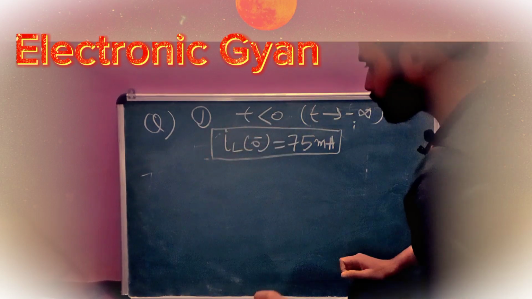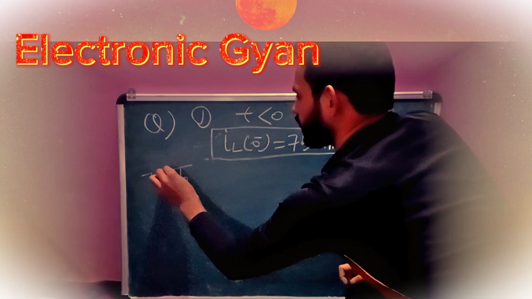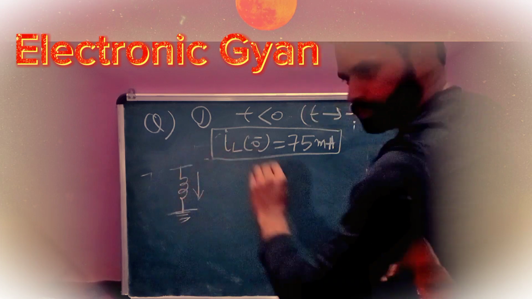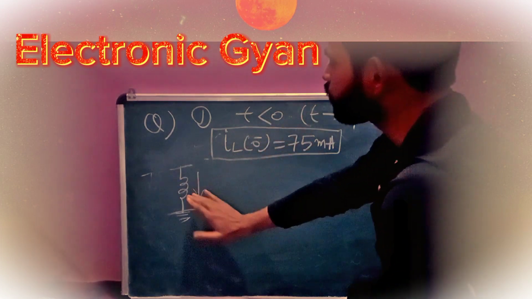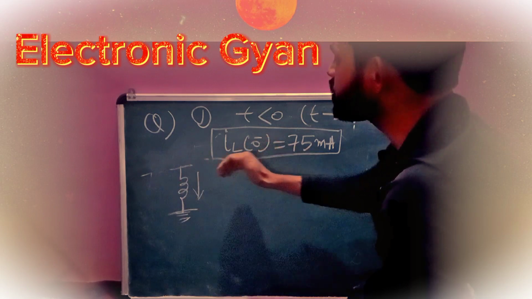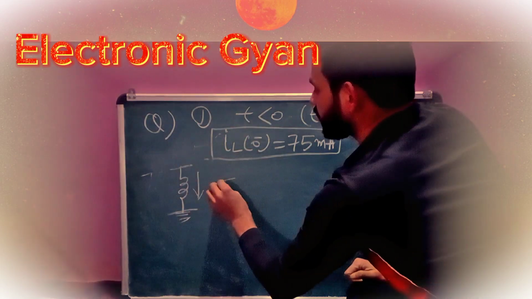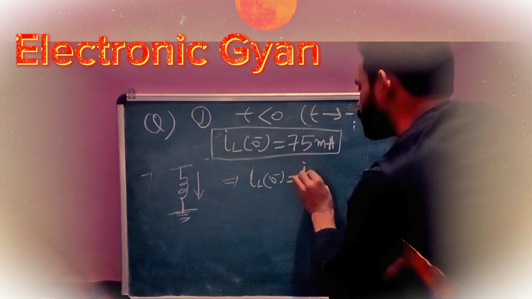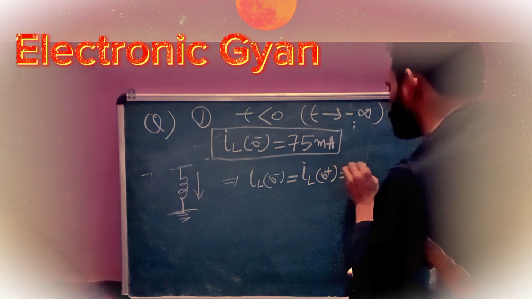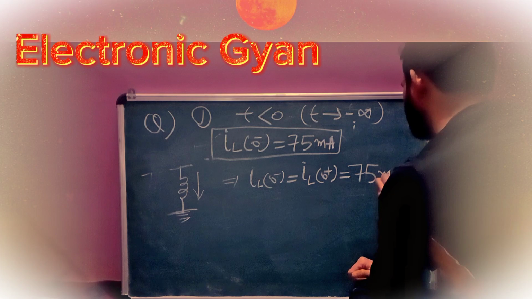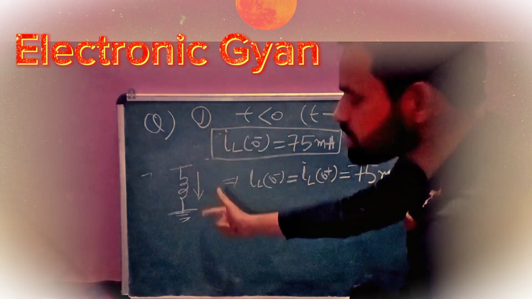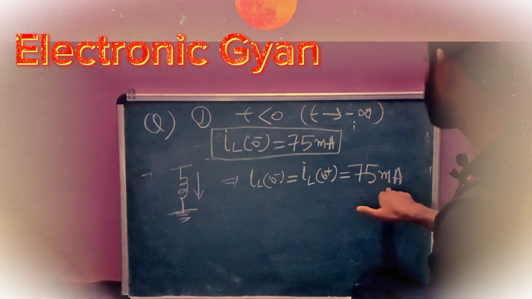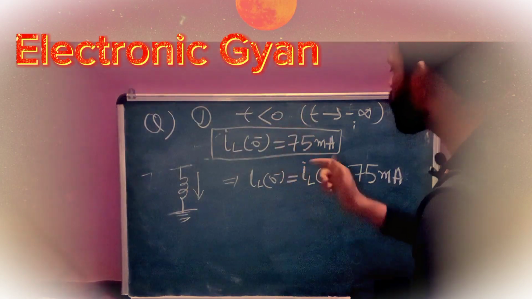As we know very well, the inductor does not allow a sudden change of current passing through it. This means that IL of 0 negative will be equal to IL of 0 positive, which is equal to 75 milliampere. So now you note down this value.